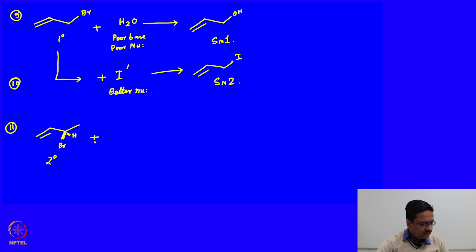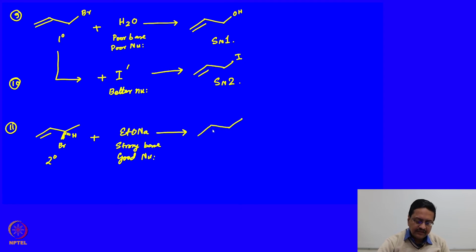So, on this, if we try to do sodium ethoxide, what we have, it is a strong base and also a good nucleophile. Therefore, it will simultaneously do SN2 and E2 reactions taking place at that site. So, this will be the corresponding SN2 product, and this will be the corresponding E2 product.